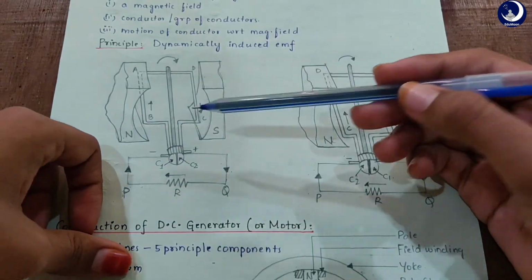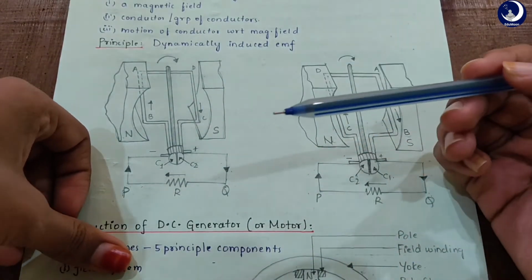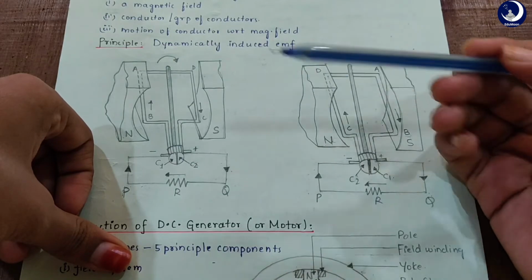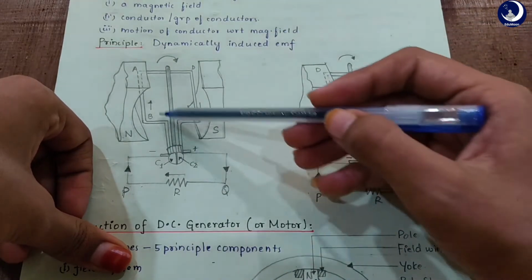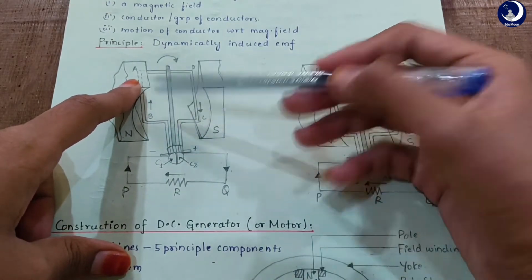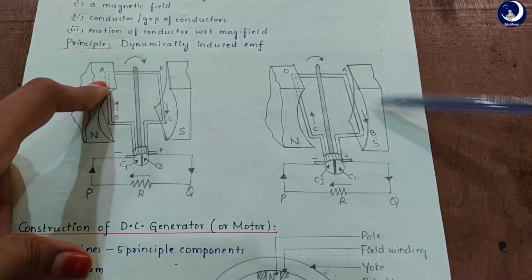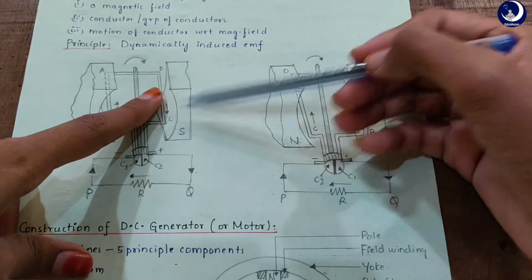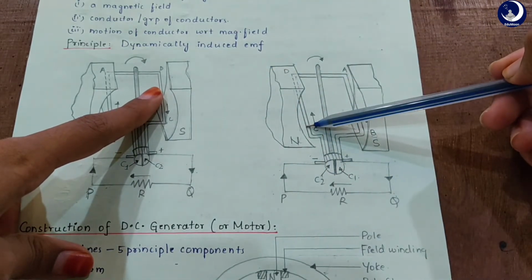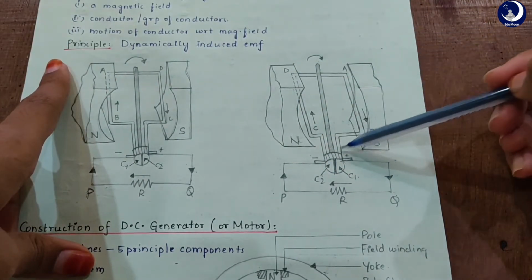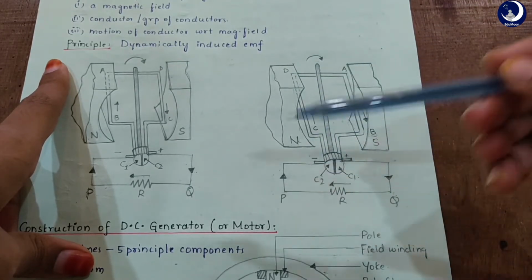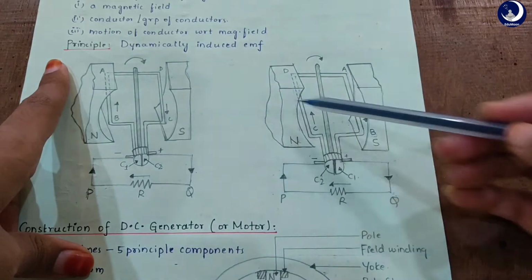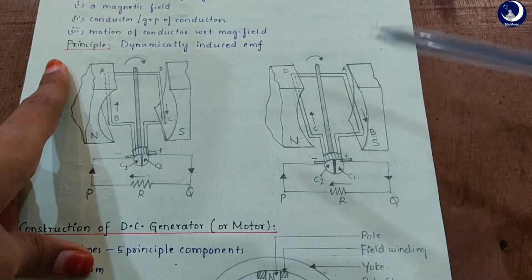When this coil undergoes a half revolution, or rotates by an angle of 180 degrees, this AB side comes under the influence of the south pole and the DC side comes under the influence of the north pole. And AB is connected at the point Q and DC is connected at the point P. If you observe, the current direction is reversed in the coil.